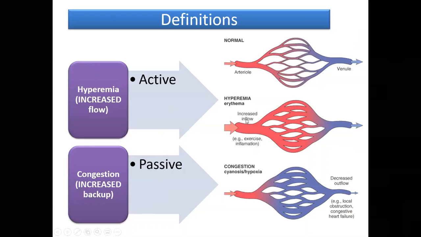Okay. Now let's start with the definitions. The first definition is hyperemia, and the second one is congestion. Hyperemia and congestion. Okay. Hyperemia, number 1, means increased flow of blood. Congestion means increased backup. Hyperemia is an active process. Congestion is a passive process. Okay. What do we mean by active and passive?